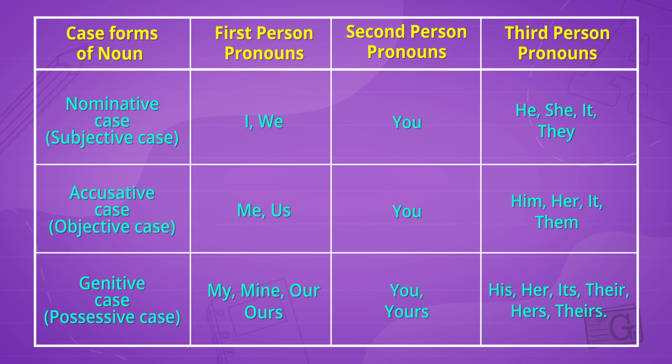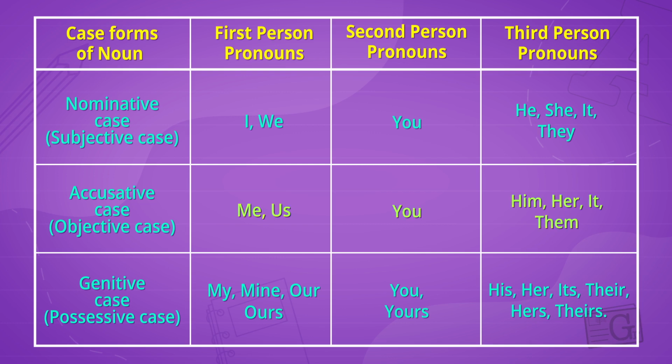In the nominative case, the first person pronouns used are I and we. The second person pronoun is you and the third person pronouns are he, she, it and they. And in the accusative or objective case, the first person pronouns are me and us. The second person pronoun is again you and third person pronouns are him, her, it and them.